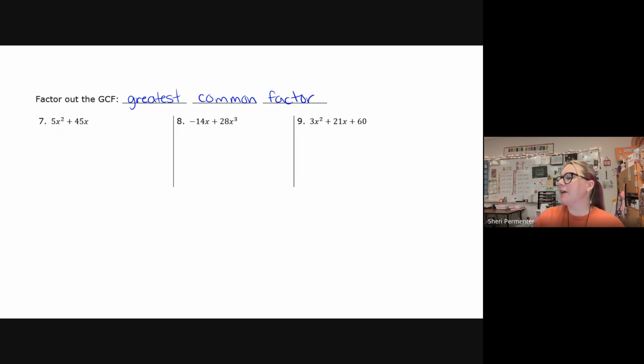So the greatest common factor is the biggest thing that we can factor out of each term. So we kind of look separately at the numbers and the variables. So for this one, what's the biggest number that I could divide out of 5 and 45? 9 doesn't go into 5.